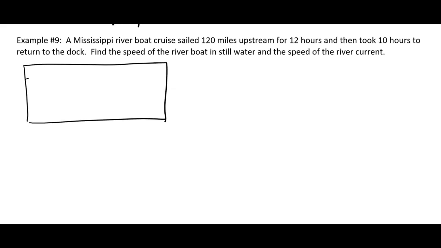A Mississippi riverboat cruise sailed 120 miles upstream for 12 hours and then took 10 hours to return to the dock. Find the speed of the riverboat in still water and the speed of the river current. A lot of times we set up a little chart for these. I'm going to put my chart here. I might have done this on other problems.